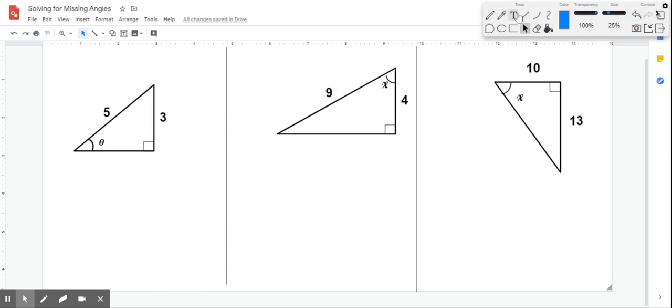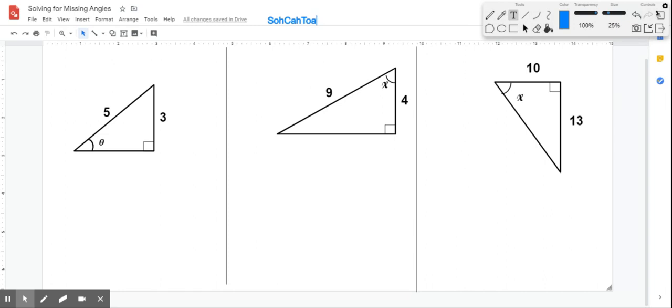Hi everybody. This week we're going to use our trig ratios to find missing angles in right triangles. So we're going to still be using that mnemonic device that you might come to hate or love. And remember, the S stands for sine, C stands for cosine, and T stands for tangent.